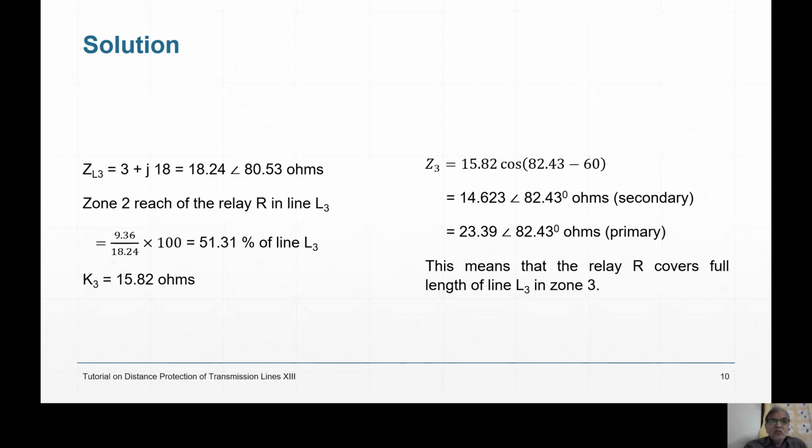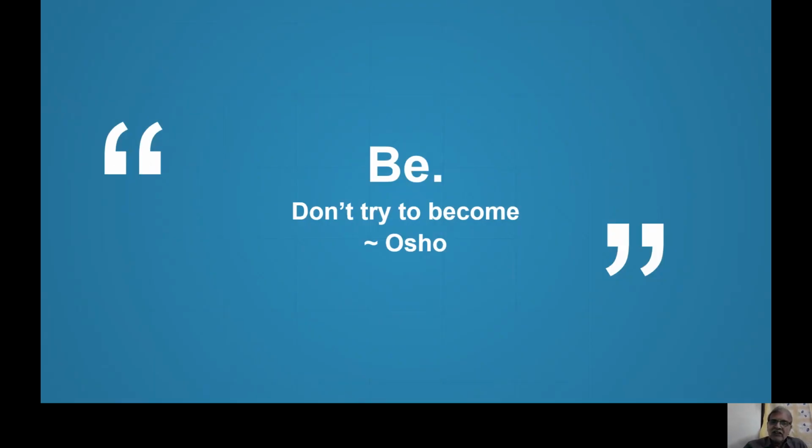So knowing K1, K2, K3, we learned how to know Z1, Z2, Z3, that means how to know the reach, up to which point the relay will reach. That is the important exercise we have done. With that, we end distance protection.